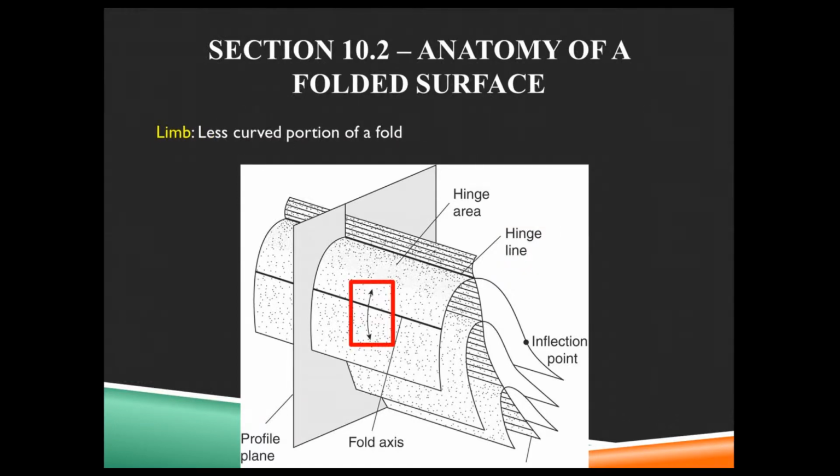A limb is the portion of the fold that's less curved. So it's less curved than the hinge, but usually still has some curvature. Portions of it might be straight.